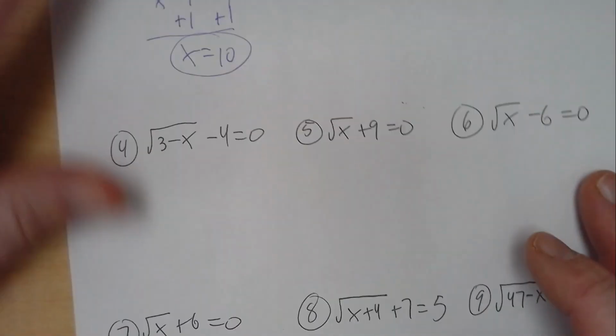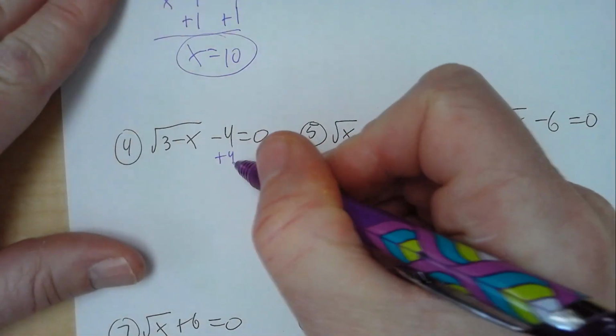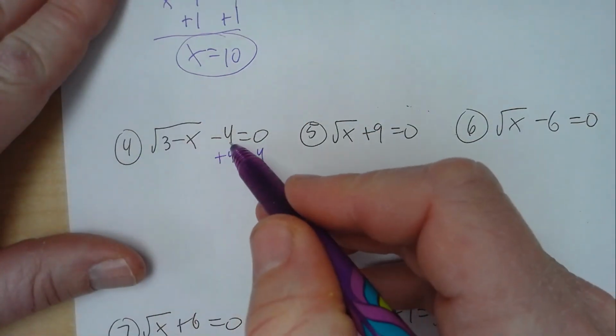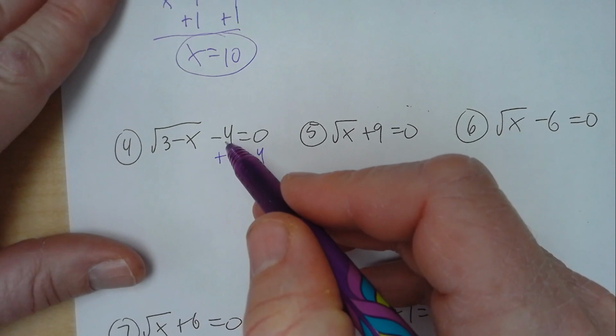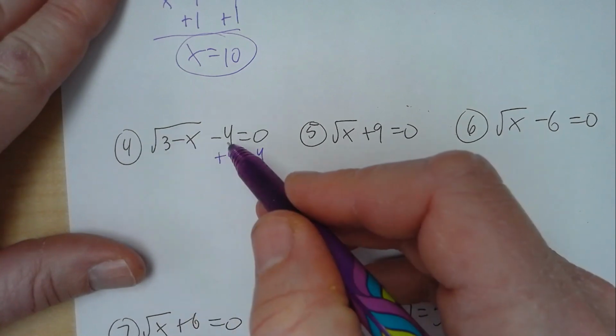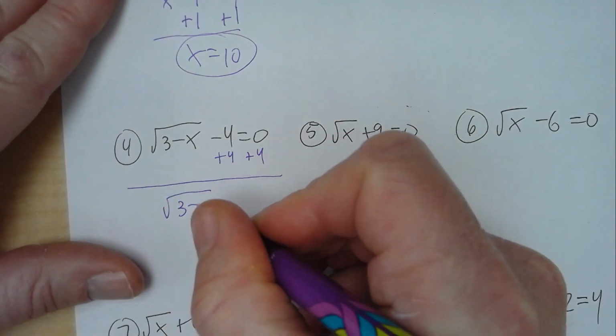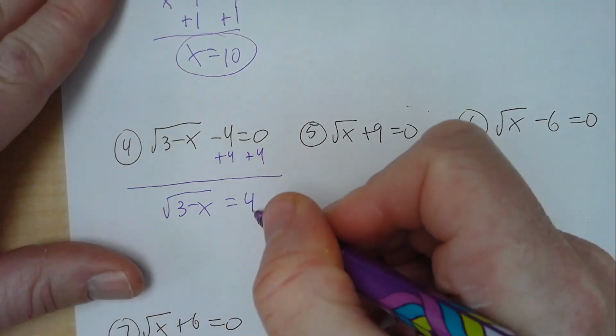Okay, number 4. I'm going to add 4 over because you must isolate the radical symbol. So this 4 is out here and it's vulnerable. It's not inside the force field. So I can get at this 4. So I'm going to add the 4 over. And I get the square root of 3 minus x is equal to 4.